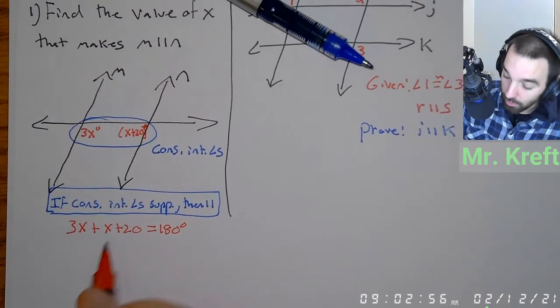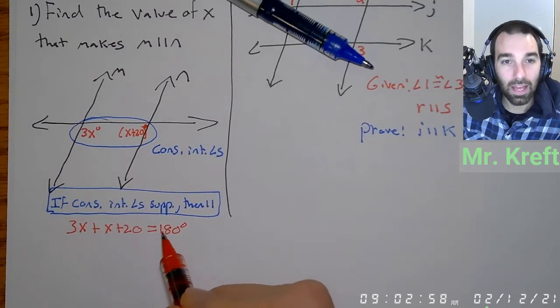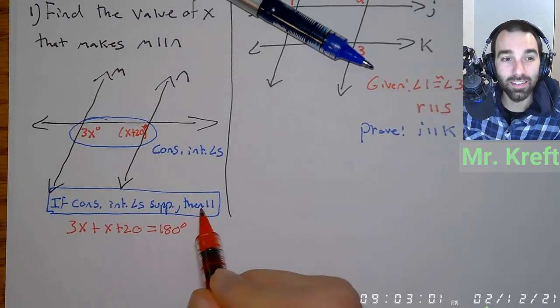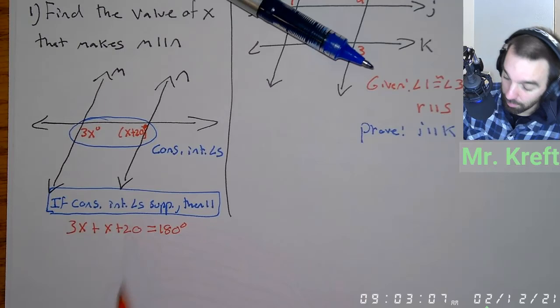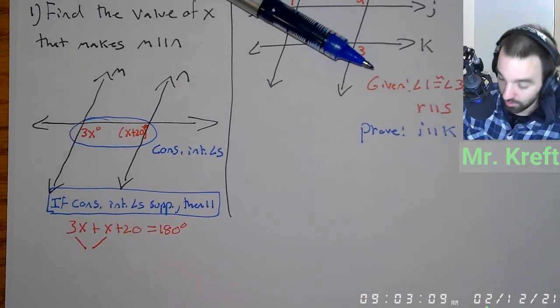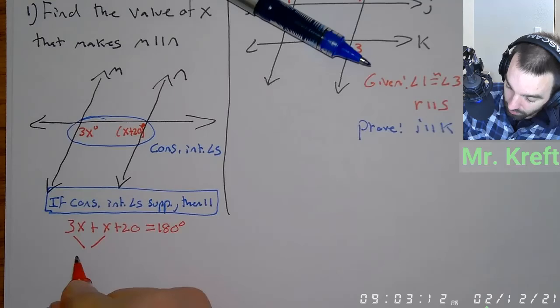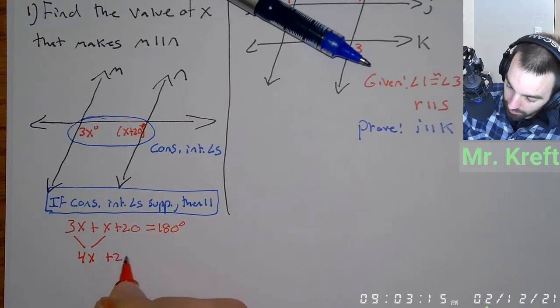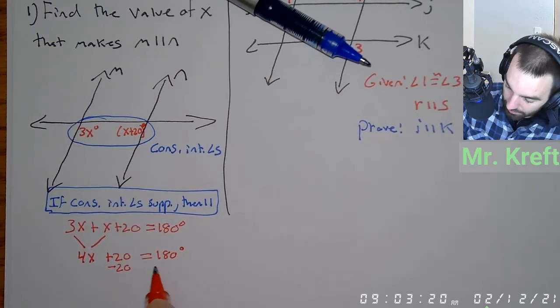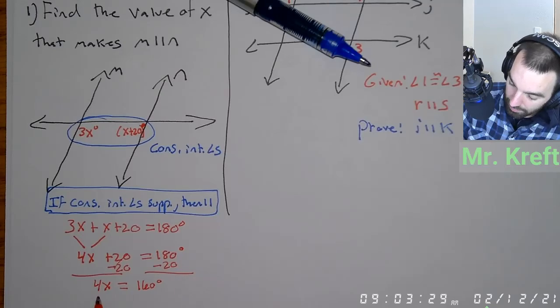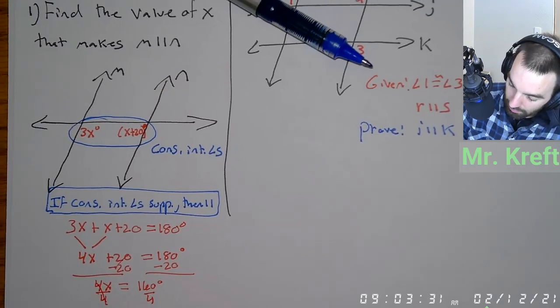Again, the whole point here is that we're going to make them add up to 180 to find an x that makes them parallel. So I'm going to start by combining like terms. I have 3x plus x, that's a total of 4x. When they're on the same side, you combine like terms. And then we're going to subtract 20 from both sides. So I get 4x equals 160 degrees. Then I divide by 4 and I get x equals 40.